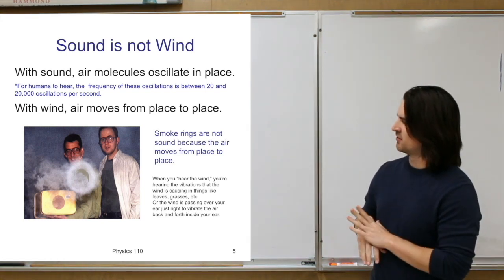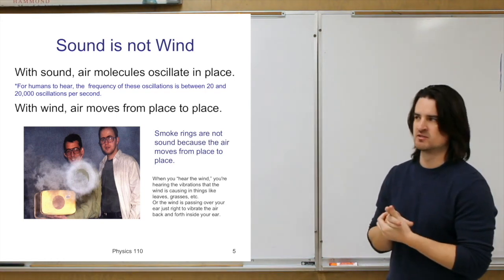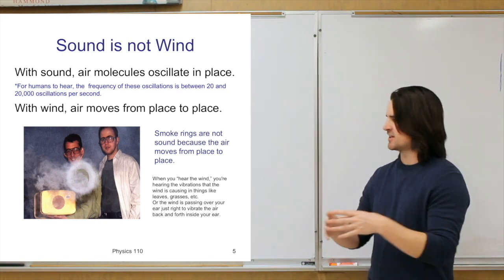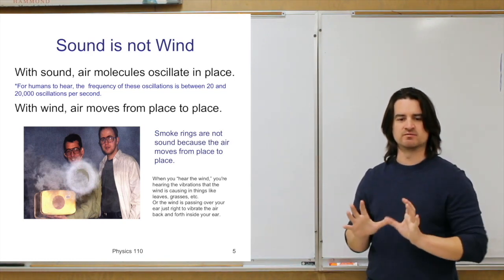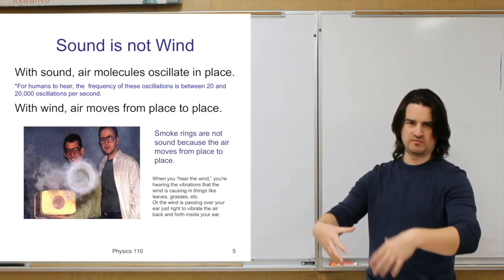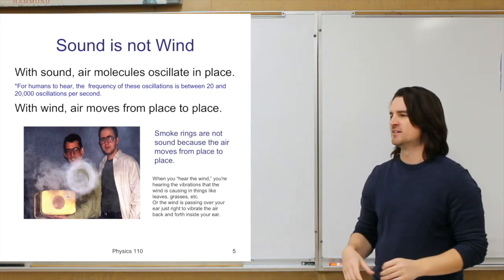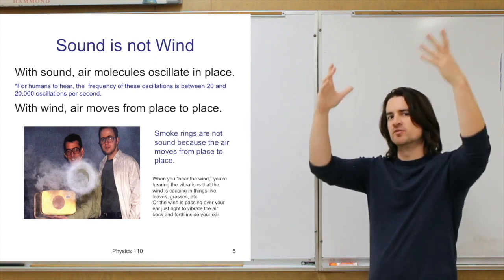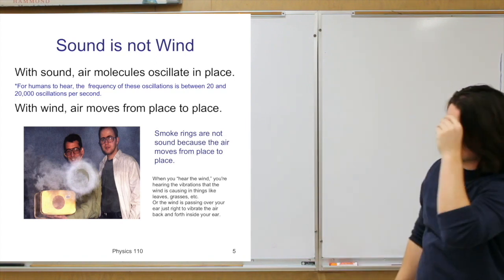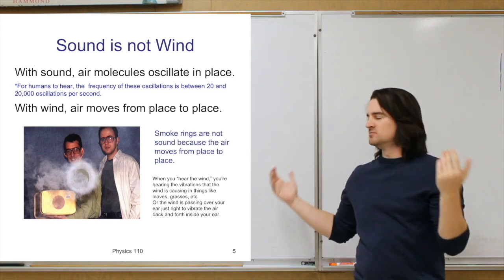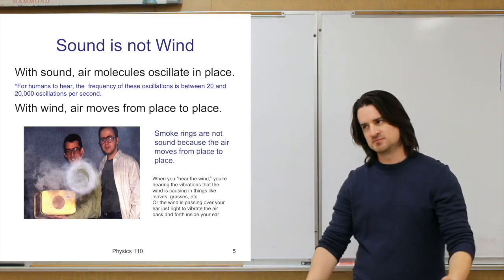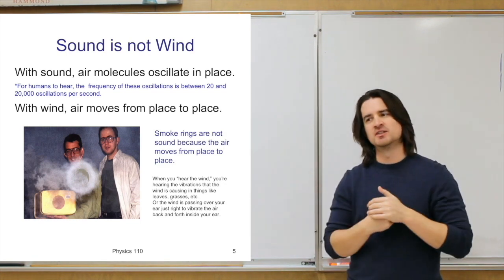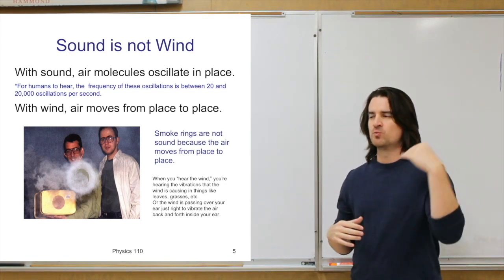As an example, if you were seeing these smoke ring machines, they just create a ring of smoke. That's an example of a bulk ring of air that's moving overall, and you don't actually hear that air ring, right? Because all it is is air moving from one place to another. If you're asking yourself, well, why do I hear the wind sometimes? It's a fair question.